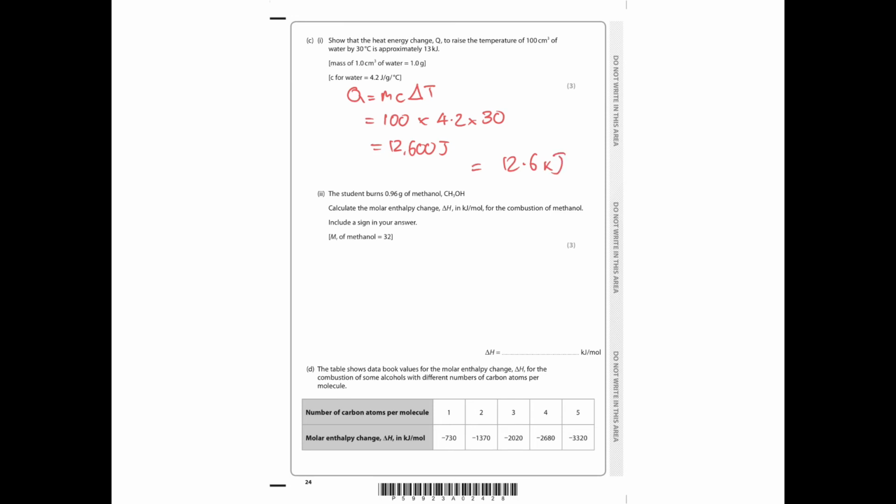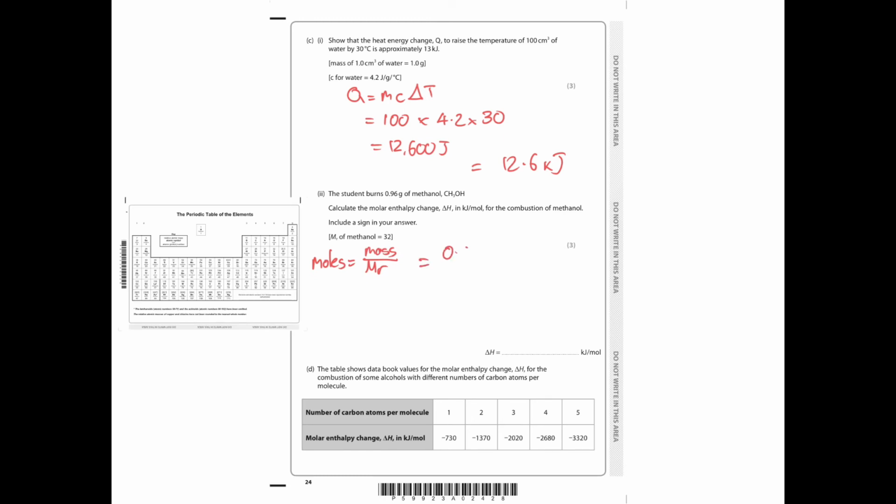in the question. To work out delta H, I must first work out my moles of methanol. I do this using mass divided by the Mr, or in this case 0.96 divided by 32. This gives me an answer of 0.03 moles. To work out delta H, I then need to do negative Q over n, so I do minus 12.6 divided by 0.03. This gives me an answer of minus 420 kilojoules per mole.